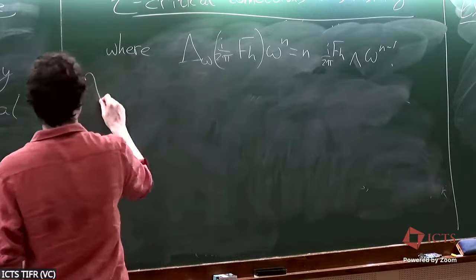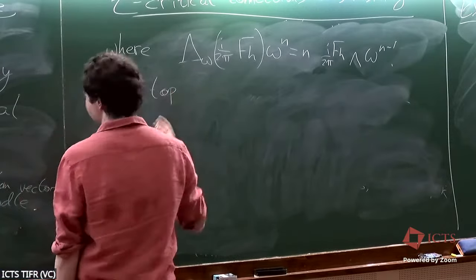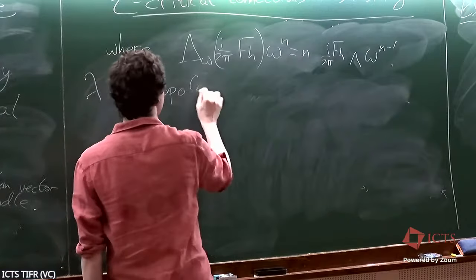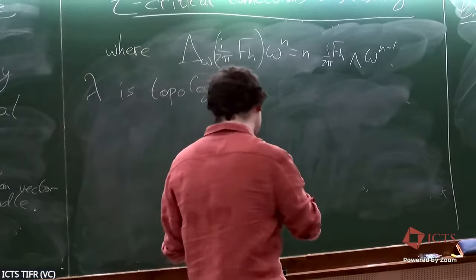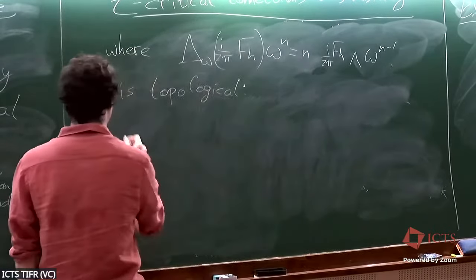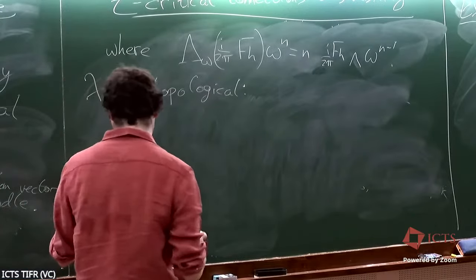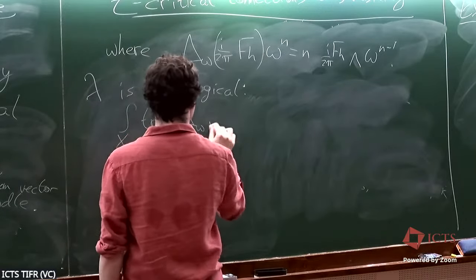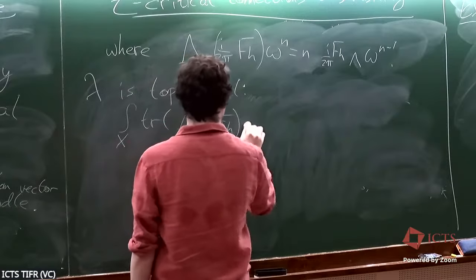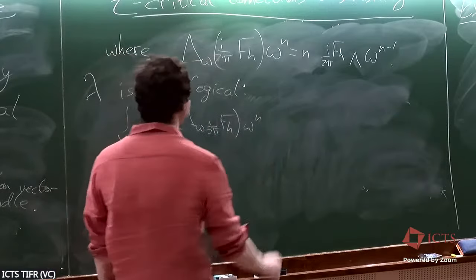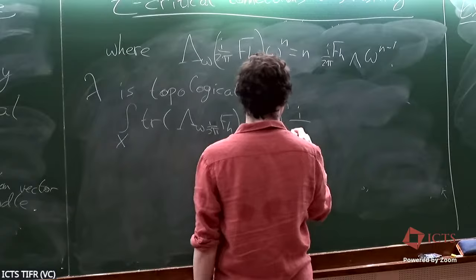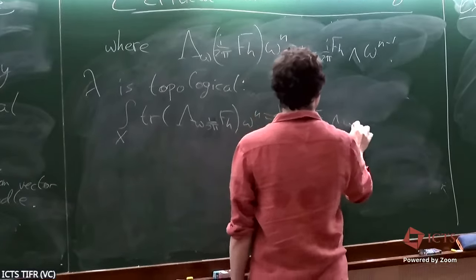Okay, so the first point is that lambda is actually topological, i.e., if a solution exists, lambda is independent of the Hermitian metric. It only depends on the topology of the vector bundle. So we can actually calculate what it must be. If this equation holds, then the integral over X of the trace of this thing is, up to multiplication by n, the integral over X of i over 2 pi F_h wedge omega to the n minus 1.